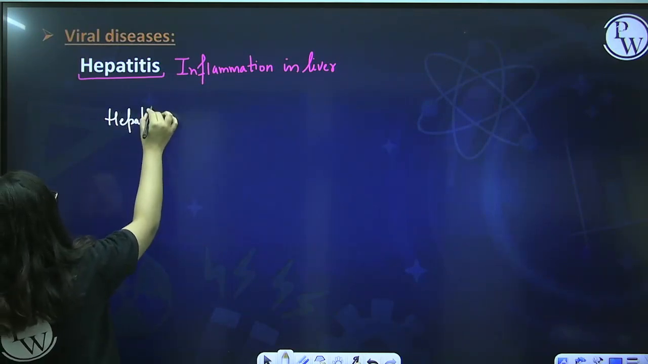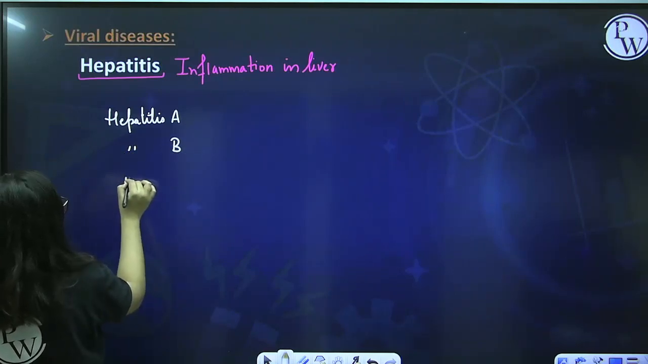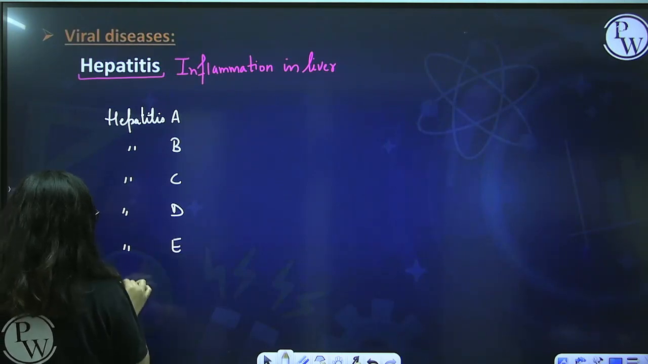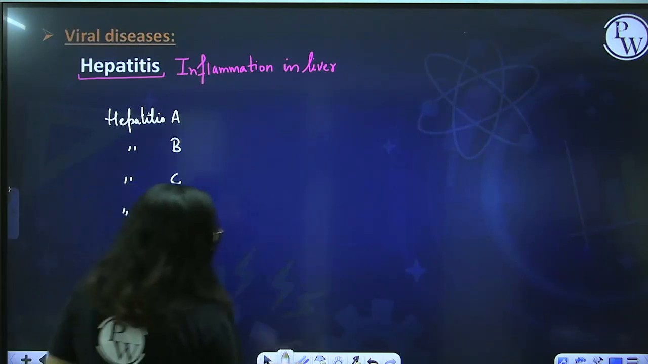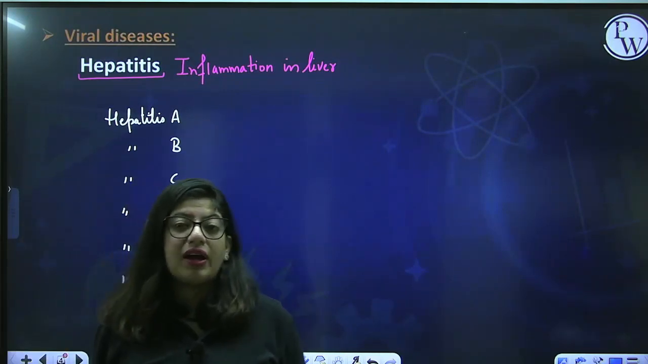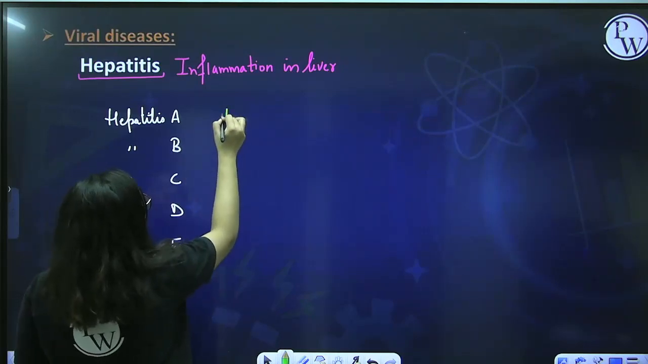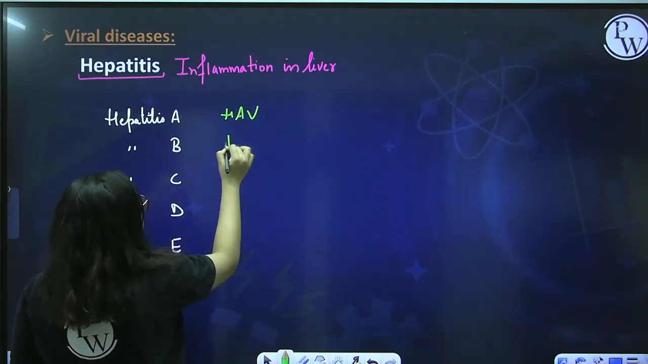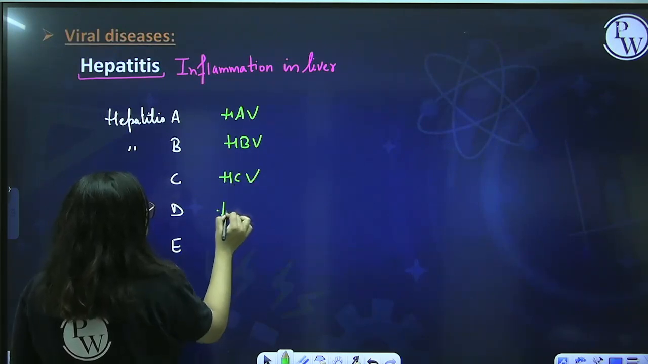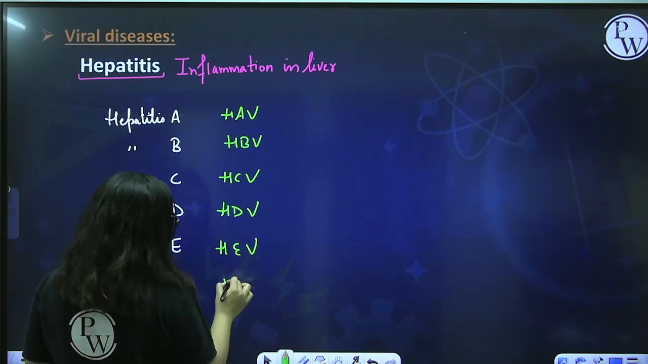So we have hepatitis A, hepatitis B, hepatitis C, hepatitis D, hepatitis E and hepatitis G. Now why are they different types? Because the virus that is causing the disease is different. So hepatitis A is caused by hepatitis A virus. Hepatitis B is caused by hepatitis B virus. C is caused by hepatitis C virus. D by D, just simple, E by E and G by G, right?